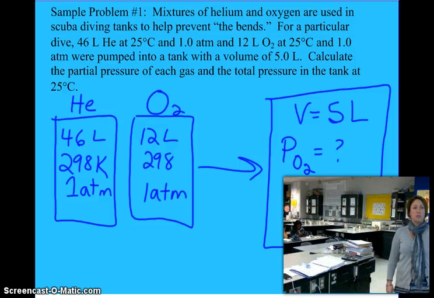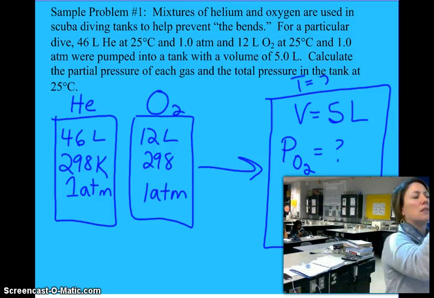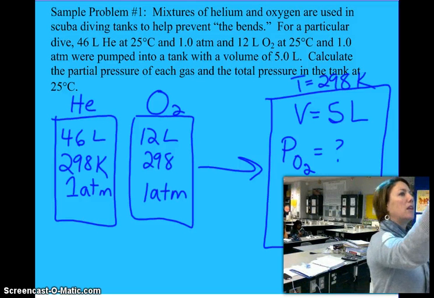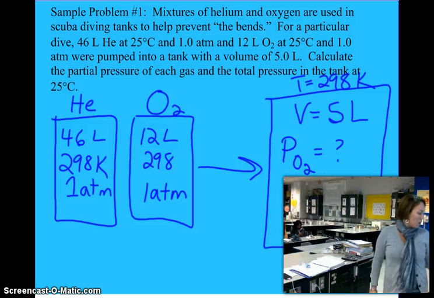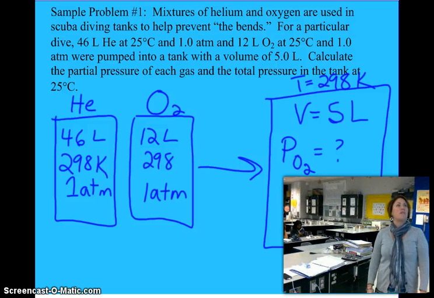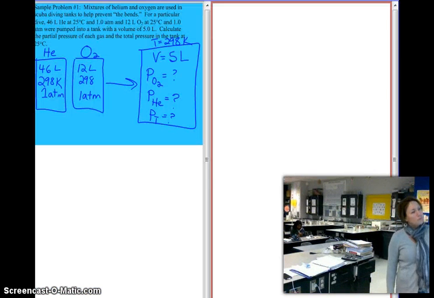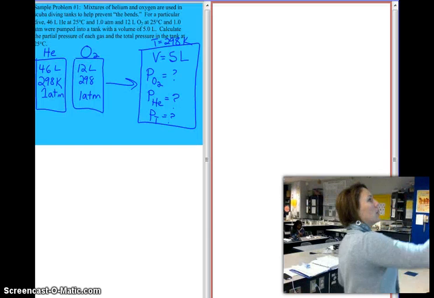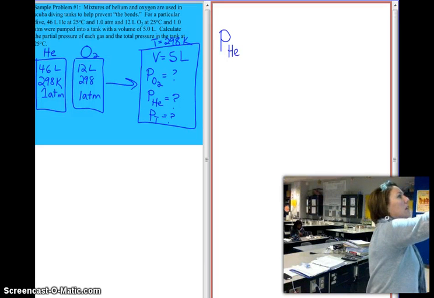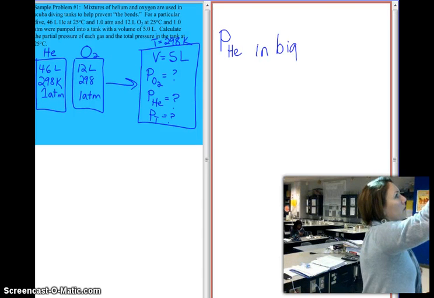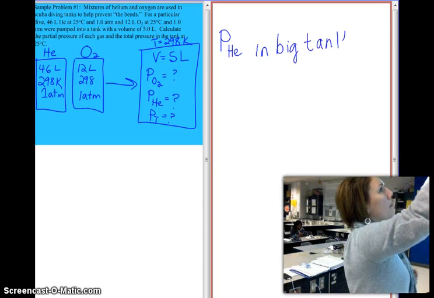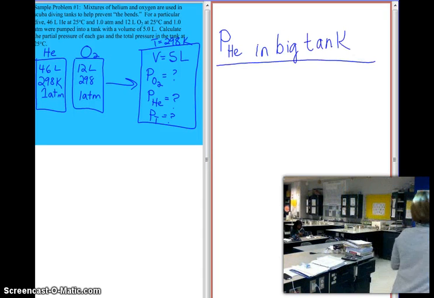At 25 degrees, so we are maintaining a constant temperature of 298 Kelvin. That's important. So what we really have to do is quite a variety of problems here. We have to calculate first the pressure of helium when we put it in the big tank. That will give us the partial pressure of helium in the big tank.